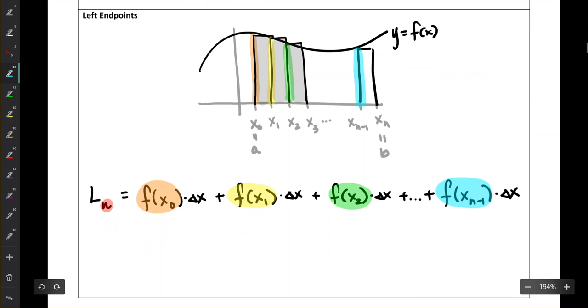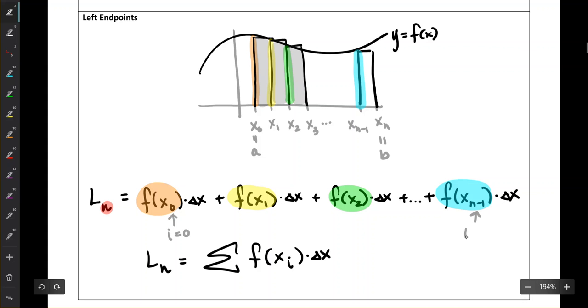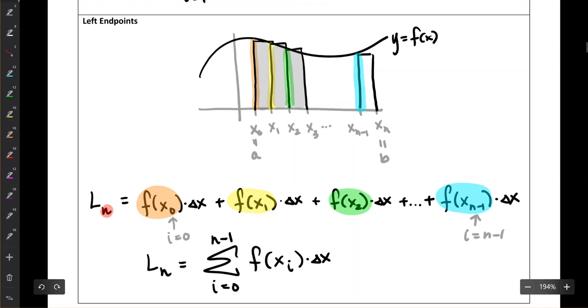All right, we can write this a little bit more succinctly with summation notation. What are we adding up? We're adding up heights times bases. I'm going to use i for the index. I'm starting at i being 0, and I'm ending at i being n minus 1, right? Starting at i equals 0 and ending at i being n minus 1. All right, so it's a little bit more concise. These are the things that we want to take limits of as n goes to infinity.